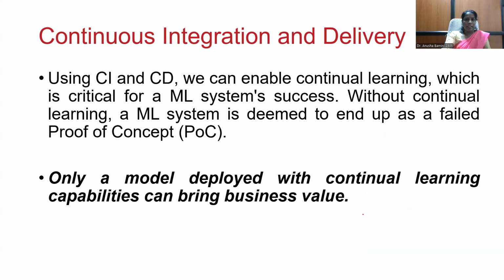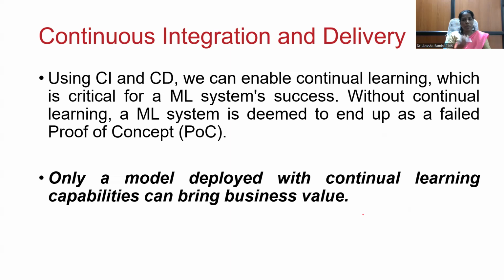Then, using this CI/CD pipeline, we can enable continual learning, which is critical to machine learning system success. Continuous learning is very important in continuous integration. If there is no continual learning, the model will fail. The ML system is deemed to end up as a failed proof of concept if there is no continuous learning. Only a model deployed with continual learning capabilities can bring business value.